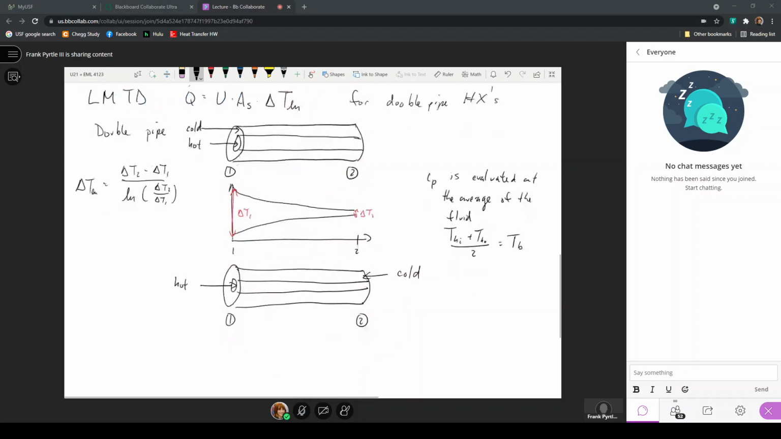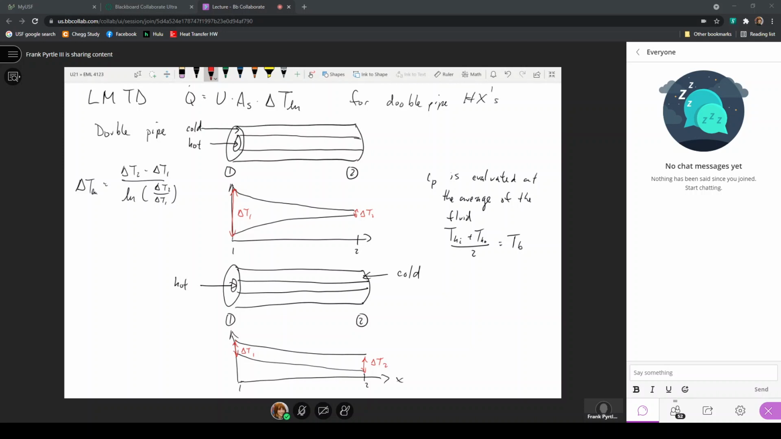In the counterflow heat exchanger, that is the double pipe, here the hot fluid comes in and decreases in temperature, and the cold fluid temperature increases. So here, when we define delta T1, again, this is the hot inlet minus the cold outlet, and delta T2 is the hot outlet minus the cold inlet.